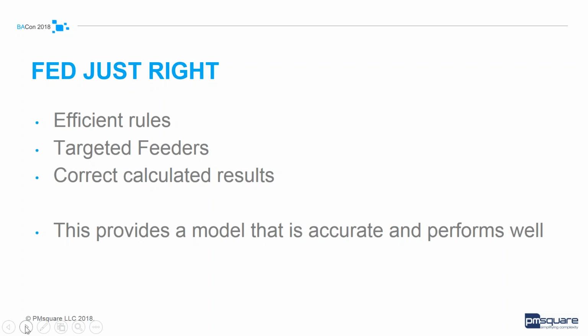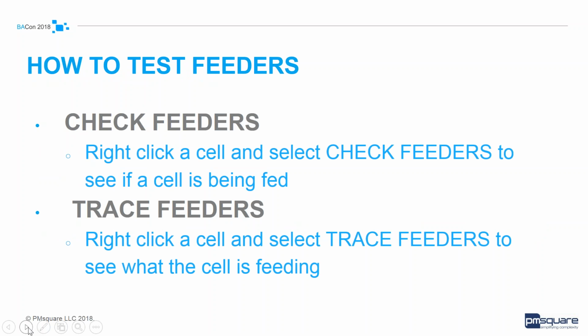When cells are fed just right, feeders are targeting the right cells and rules are performing efficiently. And most importantly, consolidated values are correct. To test feeders, right-click on a cell and select Check Feeders to see if the cell is being fed. To trace a feeder, right-click on the source of a feed, select Trace Feeders to see what the cell is feeding.